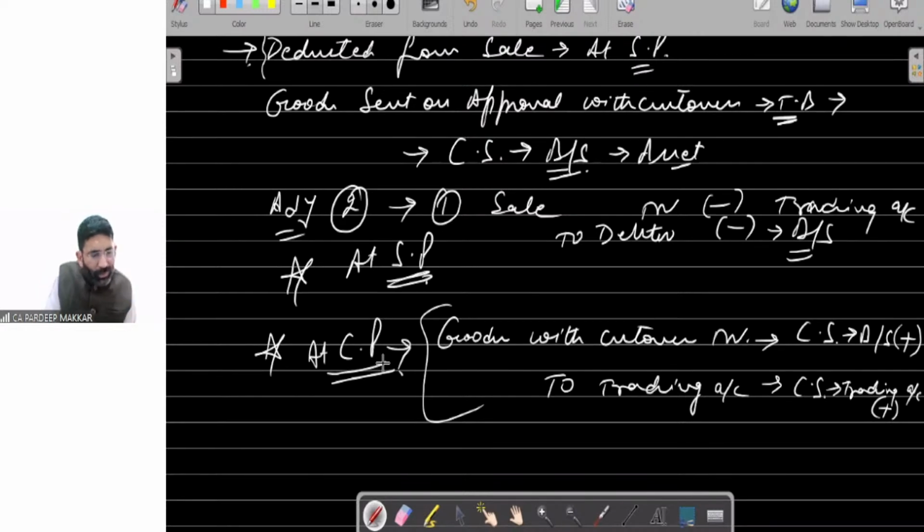Manish sir, if closing stock and sent on approval both are in trial balance, obviously both will go to the balance sheet asset side, so they will be added with each other and entered in the asset side of the balance sheet. There's no problem. Is that clear to everyone?